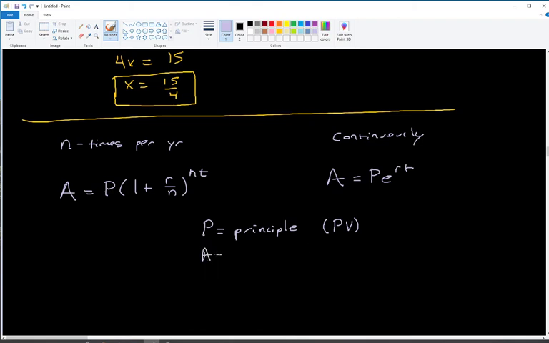A is the amount in the account at time t. So that's the amount your account grows to. Like if you invest $1,000 today into an account, you let the account go for 8 years, then A would be the amount in the account after 8 years. So this is our future value. This is the amount the present value grows to. r is the interest rate.